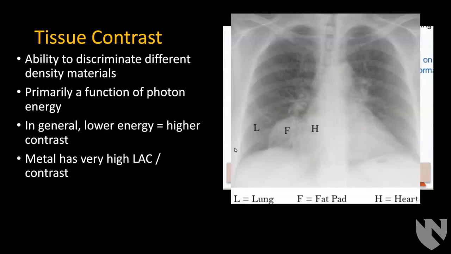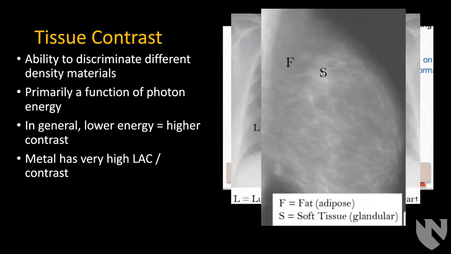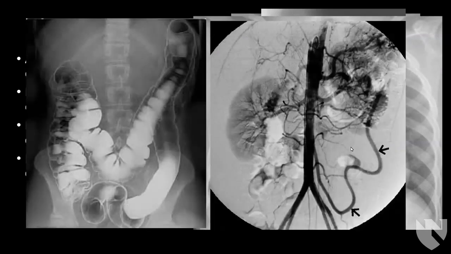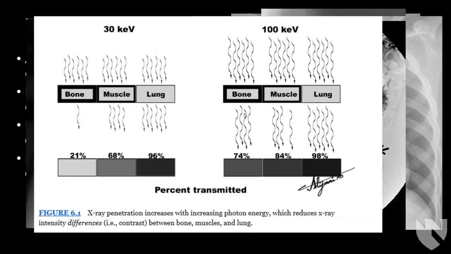So here's an example of differences in attenuation. You can have air, fat, and heart, and you can see differences between those. And you can have soft tissues, stromal tissues versus fat tissues in the breast. And metal would be very attenuating, would have a high linear attenuation coefficient. And then iodinated contrast and barium also would have high coefficients.